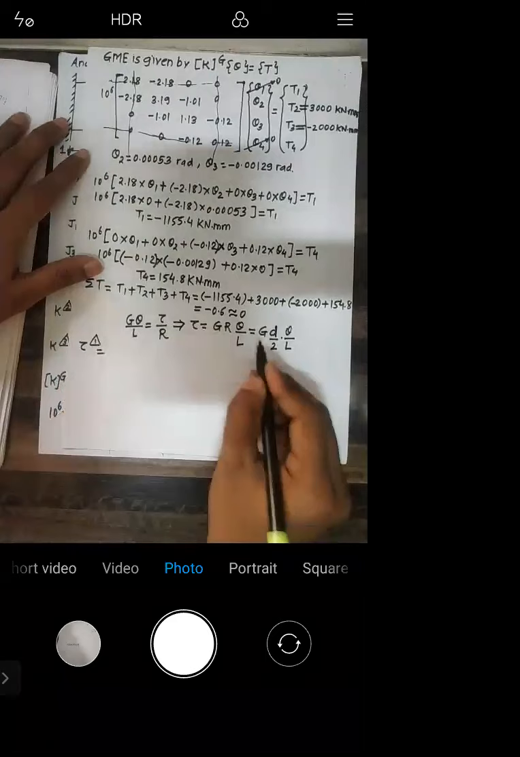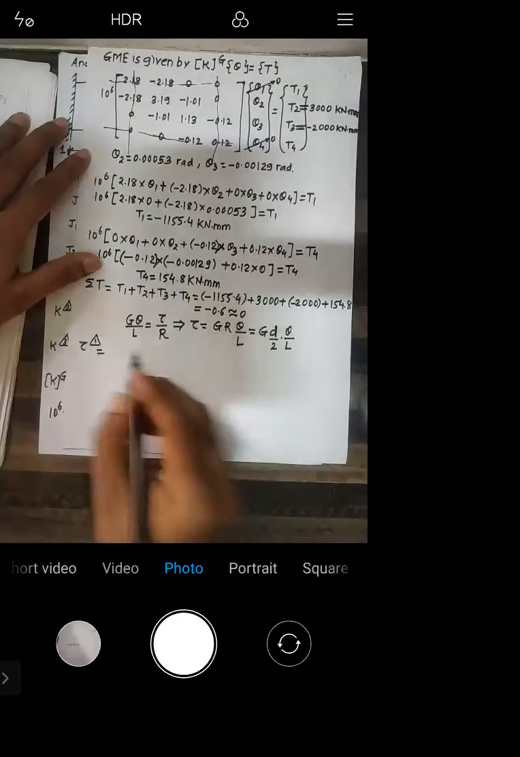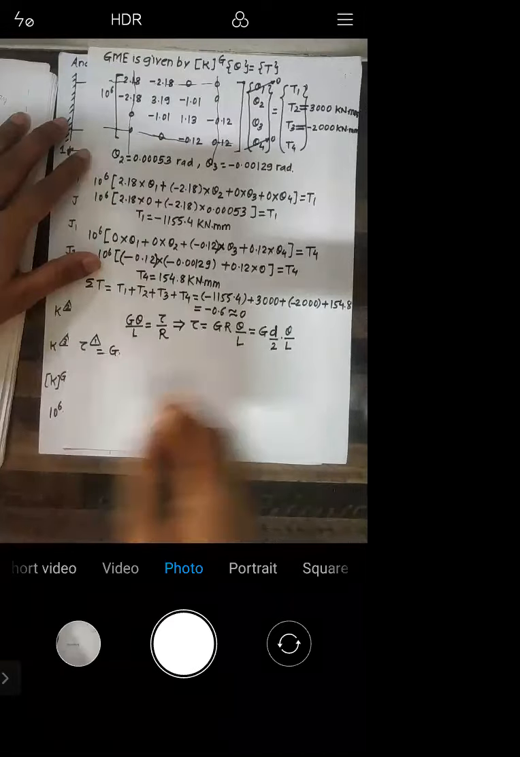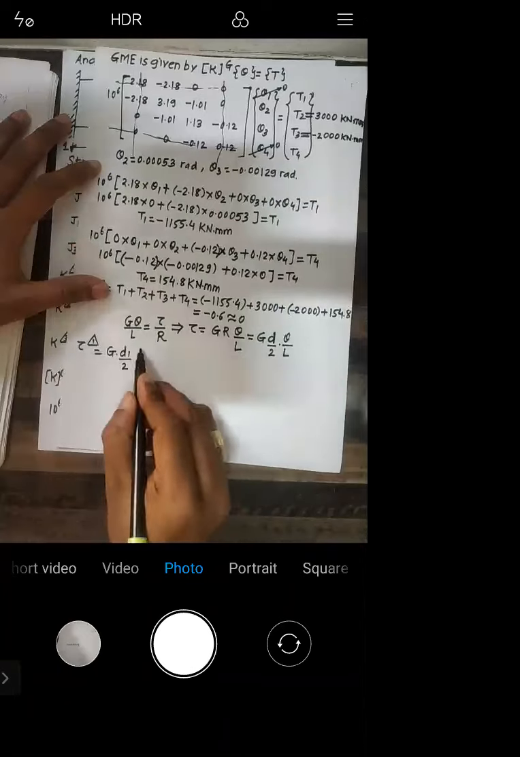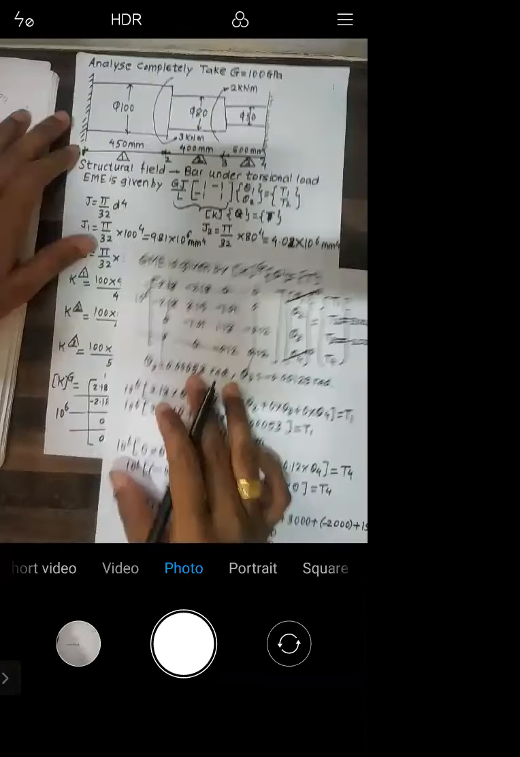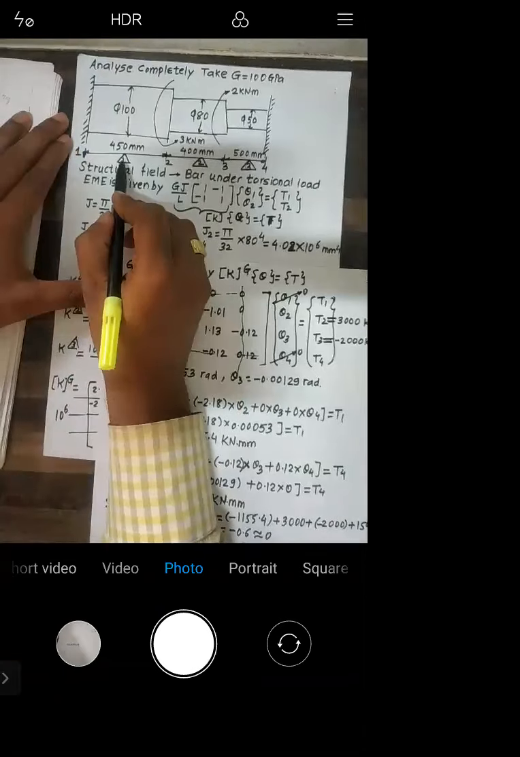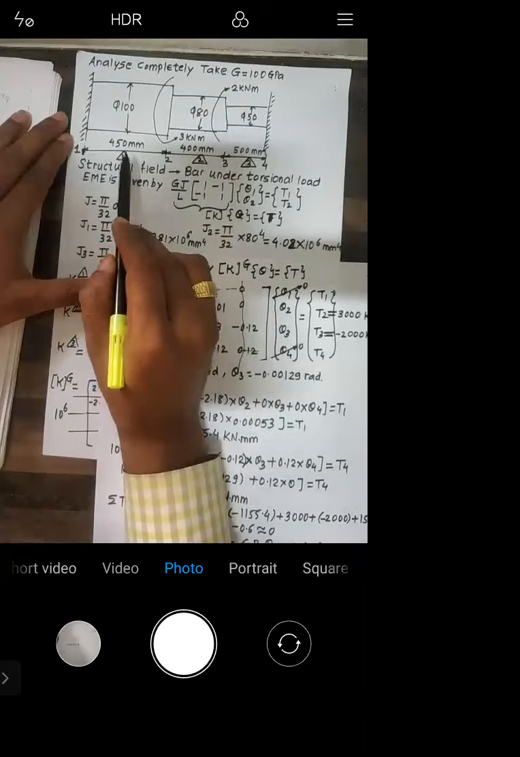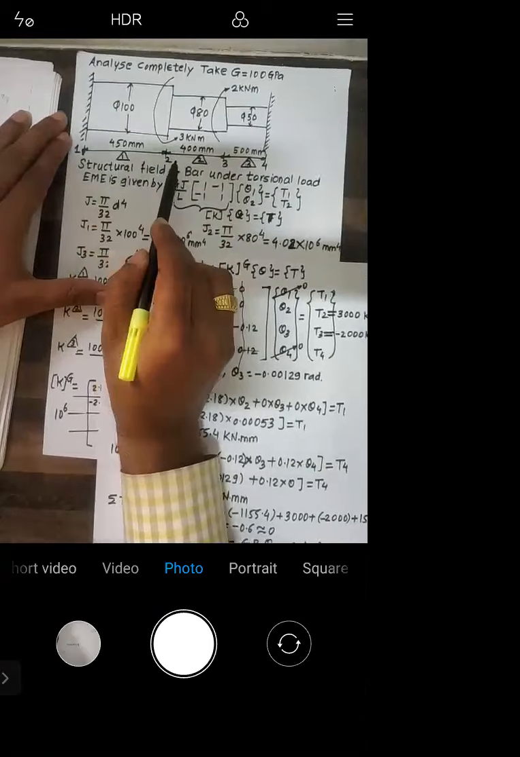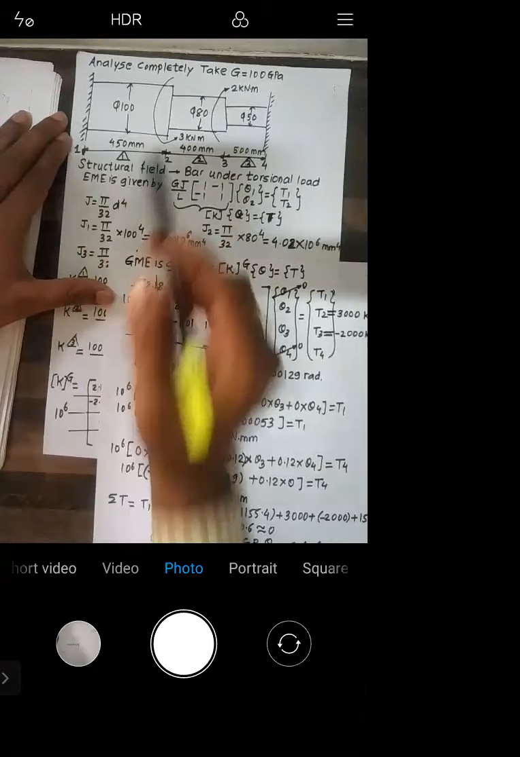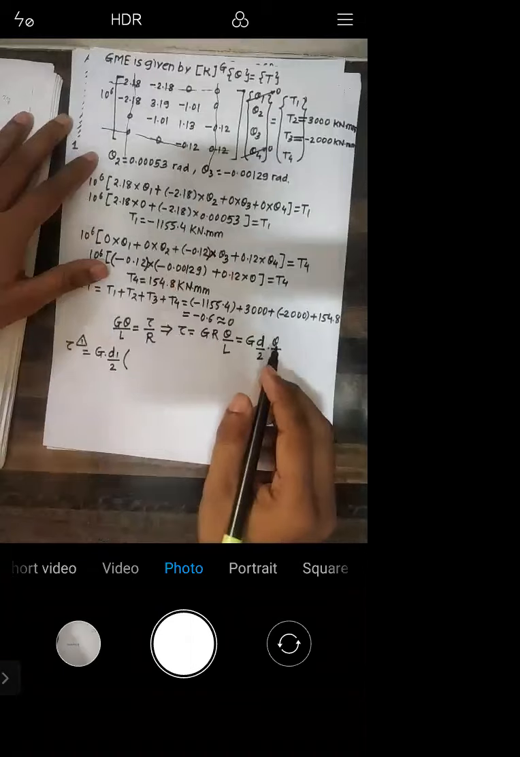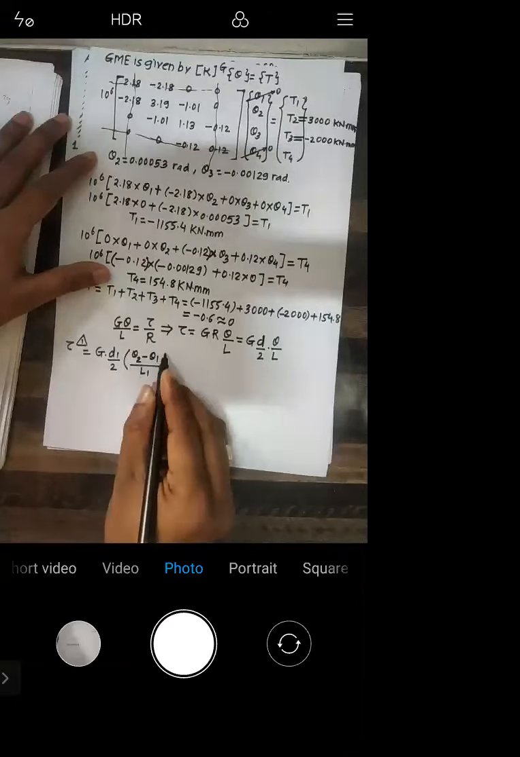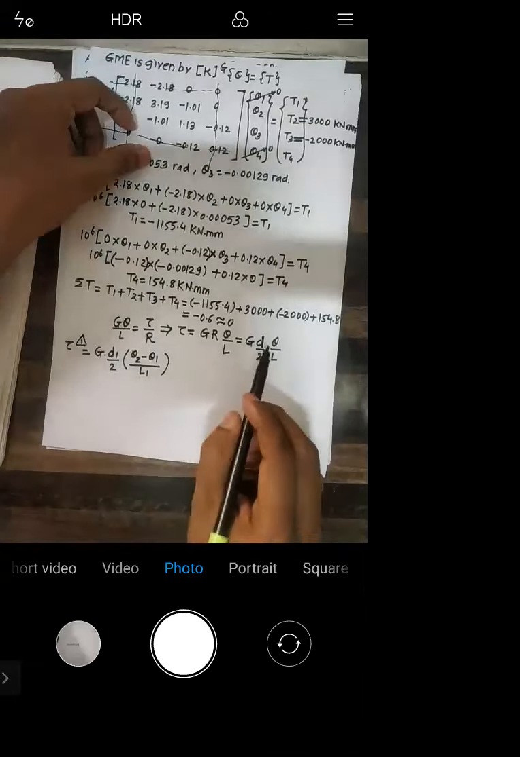How will I write it for element number 1? For the entire problem G is the same, but diameter is different. So it is G D1 by 2 into theta. For this element number 1, there are two thetas, theta 1 and theta 2, because this element is between two nodes, nodes 1 and 2. Each node will have a different value of displacement, right? So there are two thetas. So I will write theta 2 minus theta 1 upon L1.